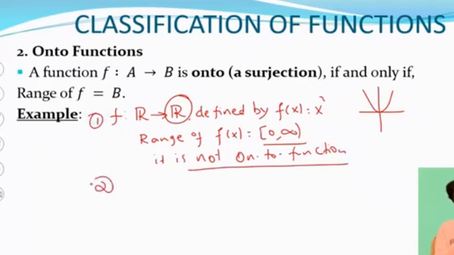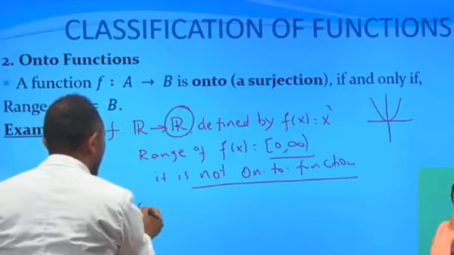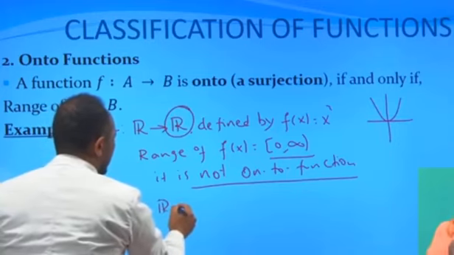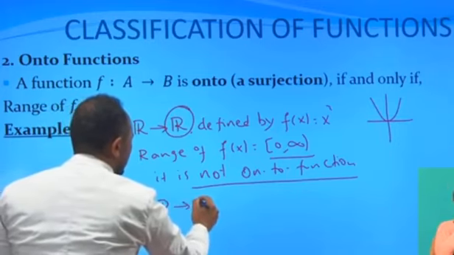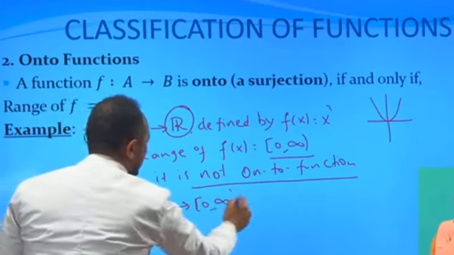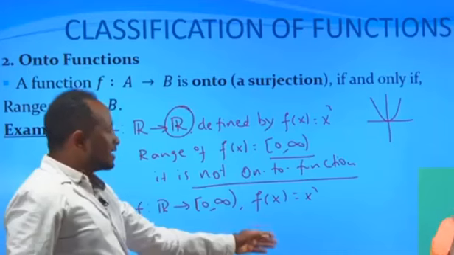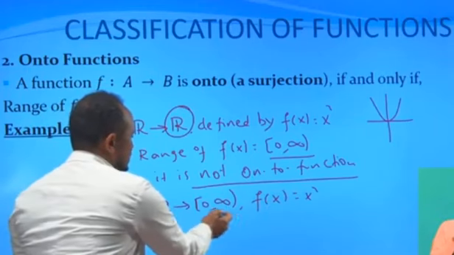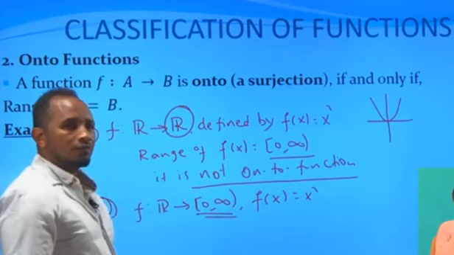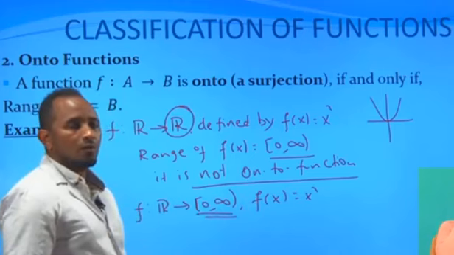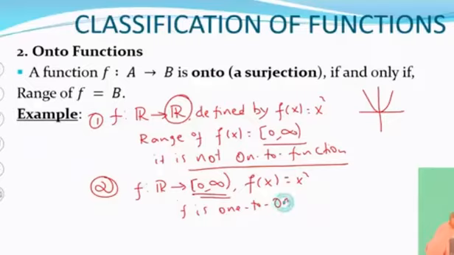Let's take a second example. If you make this one in this form, f is a function from the real numbers to 0 to infinity defined by f of x equals x squared. In this case, the range gives you this. Therefore, in this case, this will be an onto function.